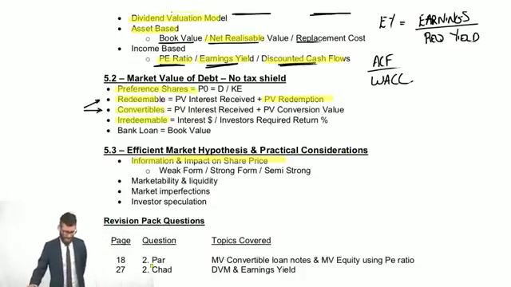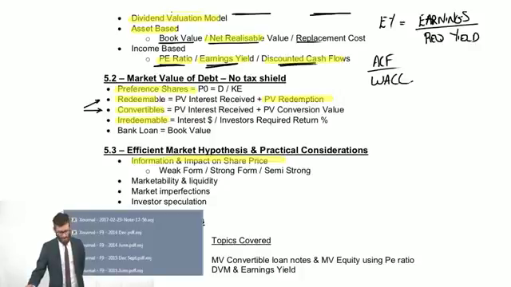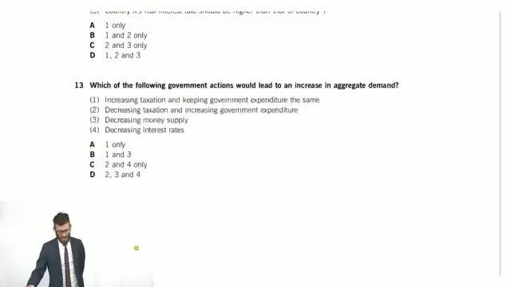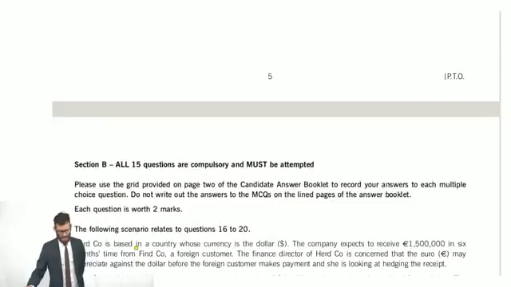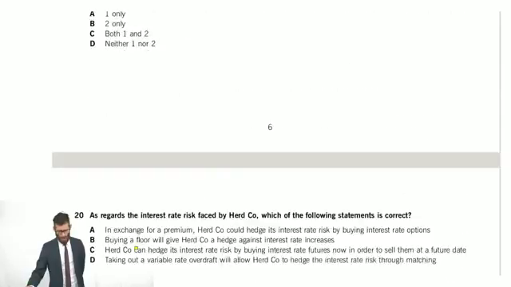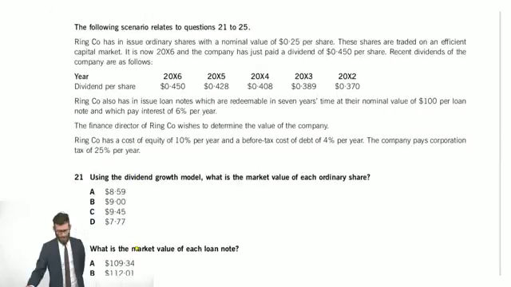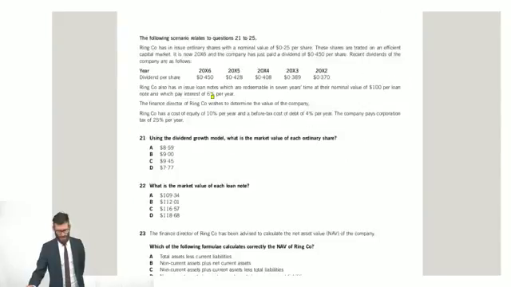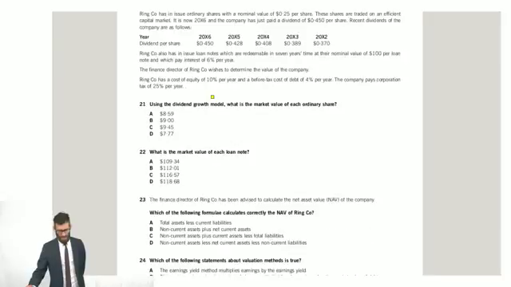So in September 2016, Section B contained a scenario called Ring. Now I'm hoping that you have access to this, but there we have the questions. Can you see all of those?